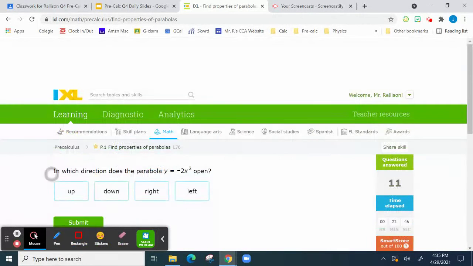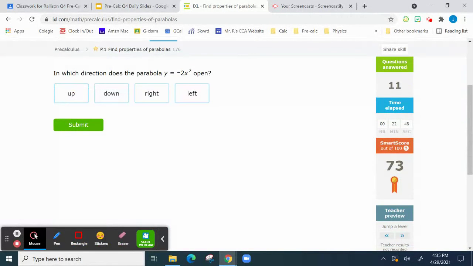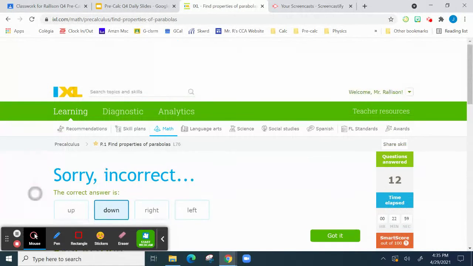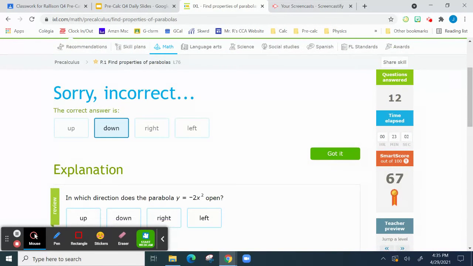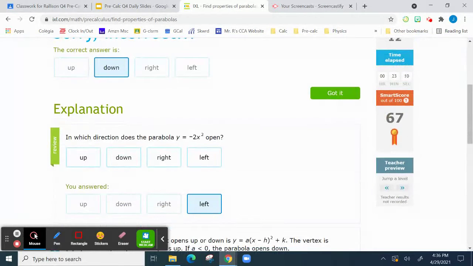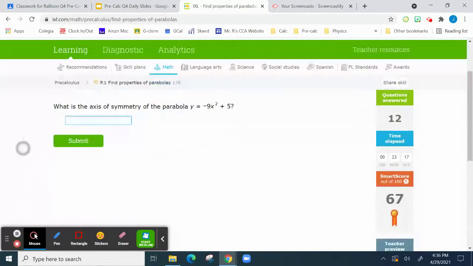Clear that screen. Which direction does that parabola open? It's y equals x squared, so it's going to be left or right. It's negative, so it's going to be left. What? Oh, I see. Obviously it's up or down. Y equals x squared is up or down, and I just have too much going on in my head. Silly.